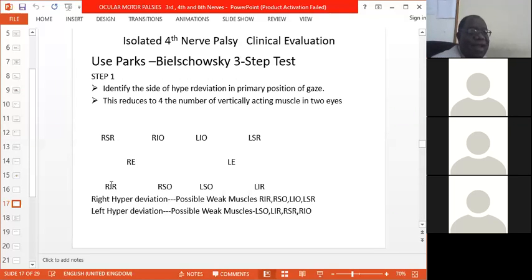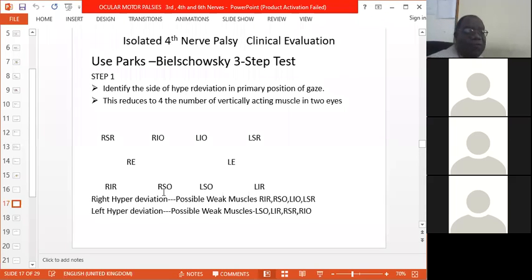Okay? Right inferior oblique, this is right superior rectus. If there is elevation, this one is okay. You have to consider right inferior rectus. These two muscles elevate this eyeball. There is the right superior rectus and right inferior oblique elevating the right eye. So in right hyperdeviation, it means the right inferior rectus and the right superior oblique are weaker. That's why this eye looks to be higher than normal.